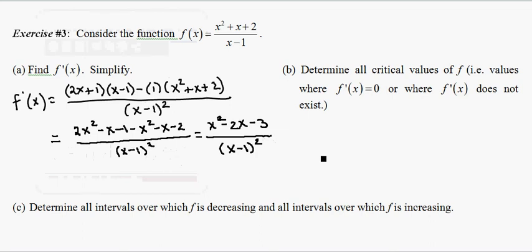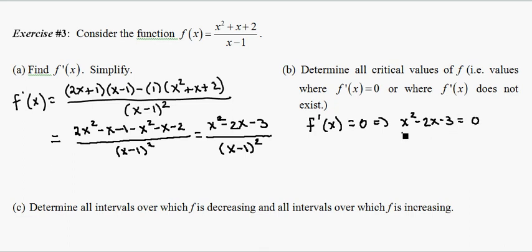Alright, let's get back to it. In letter B it says determine all critical values of f, i.e. values where f prime of x is equal to 0 and where f prime of x doesn't exist. Well, for f prime of x to be equal to 0, we know, because it's a fraction, that means that the numerator must be equal to 0. Of course, the denominator can't be equal to 0 at the same values of x, but we'll be able to tell that pretty quickly.